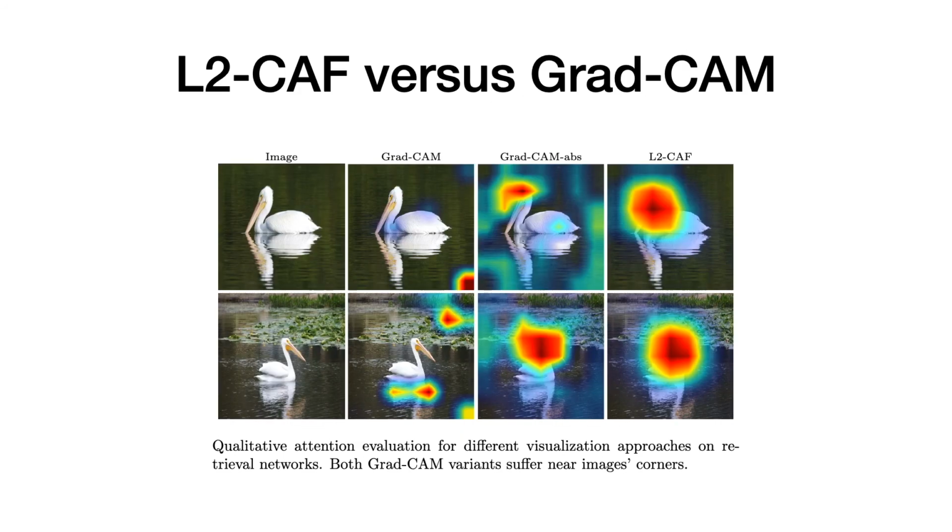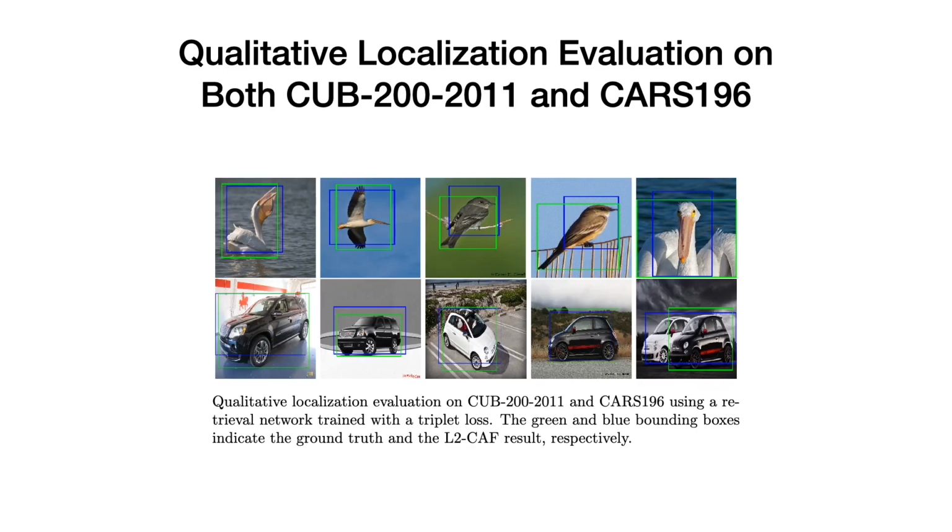This qualitative evaluation compares different approaches using a sample CUB bird image. Retrieval networks embed images in both the positive and negative space. Thus, vanilla Grad-CAM with a ReLU can miss the main foreground object and fire for corners. Grad-CAM-Abs mitigates this limitation and focuses on the main foreground object but still fires near the corners. L2-CAF focuses on the foreground objects only. These are some qualitative weakly supervised object localization results. The green and blue bounding boxes indicate the ground truth and the L2-CAF localization respectively.